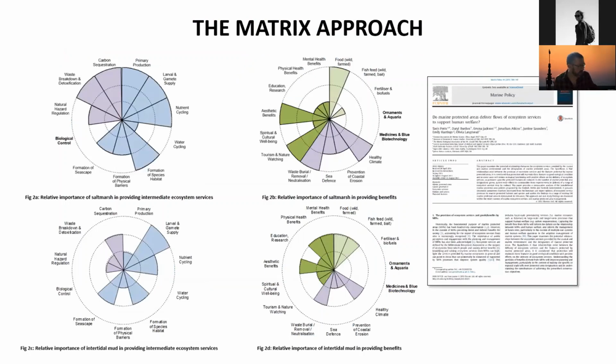Again, we had some of that information already from our matrix approach, in terms of understanding how individual habitats and individual species, with the caveat that there are lots of major gaps in the knowledge, provide different types of services and different types of benefits. So we had that mapped out already.